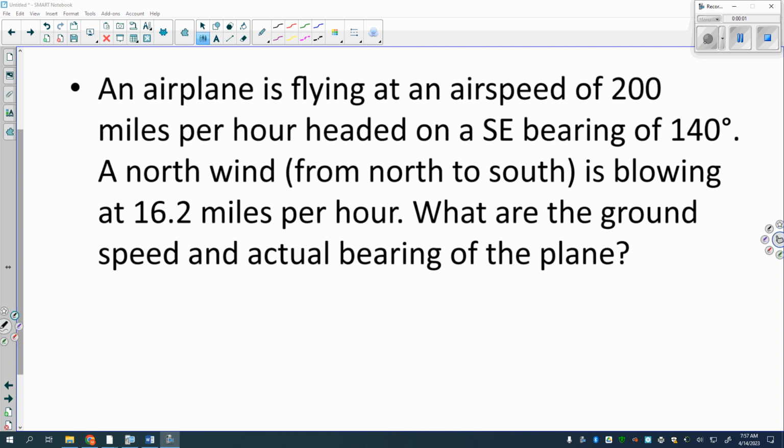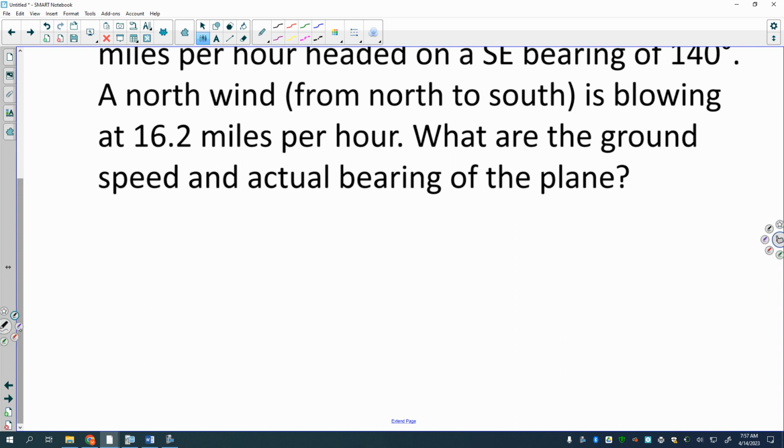Now, for this example, a couple things you have to know. First off, when we're talking direction, north is up here, and then it goes east, south, west. North is 0 degrees, and then it goes in a clockwise direction. So the cardinal directions are like this: 0, 90, 180, 270.